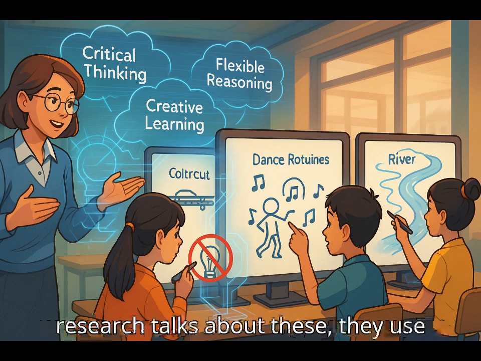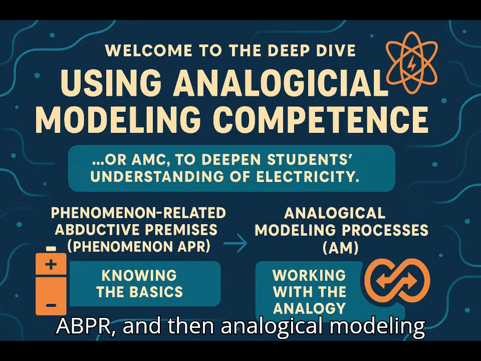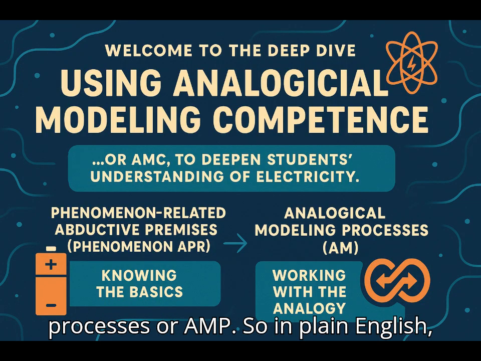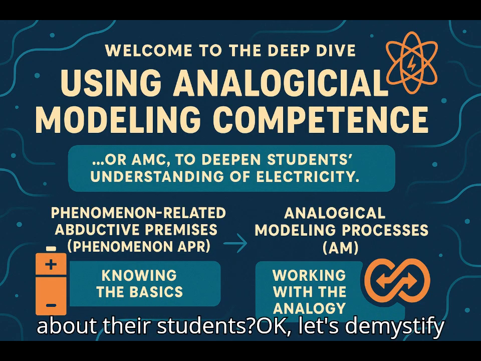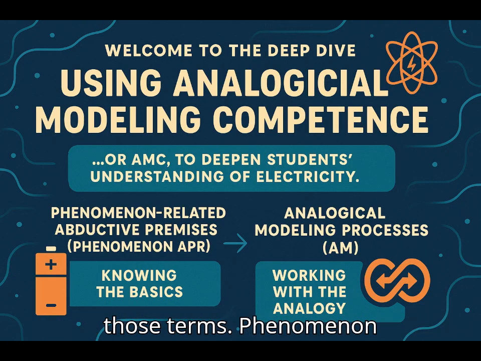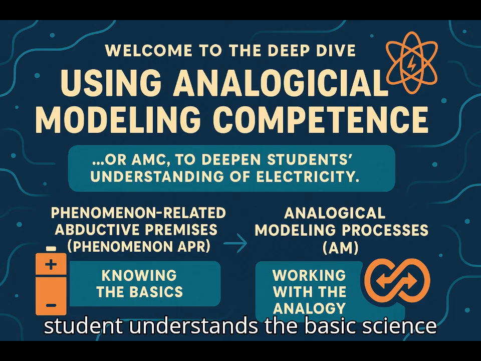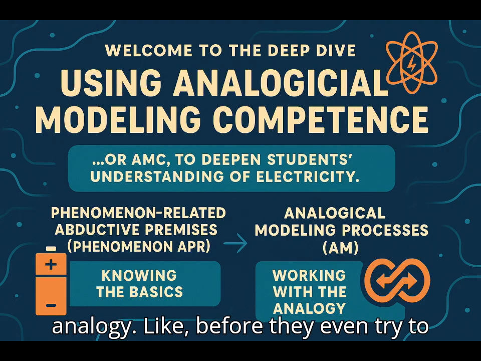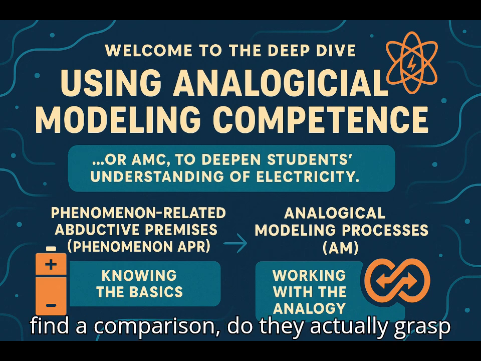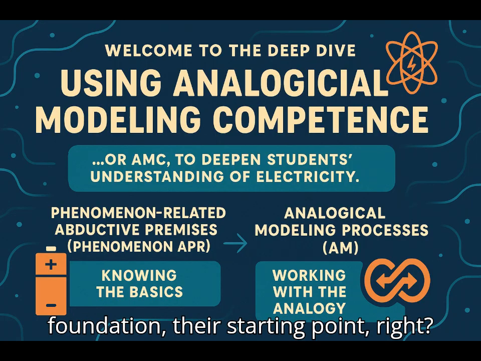Exactly. Because the research talks about these, they use kind of technical terms, phenomenon-related abductive premises or phenomenon ABPR, and then analogical modeling processes or AMP. So in plain English, what do those actually tell a teacher about their students? Okay, let's demystify those terms. Phenomenon ABPR is really about how well a student understands the basic science idea they're trying to explain with an analogy. Like before they even try to find a comparison, do they actually grasp the core concept? Okay, so it's their foundation, their starting point.